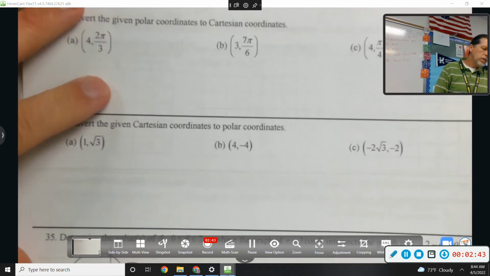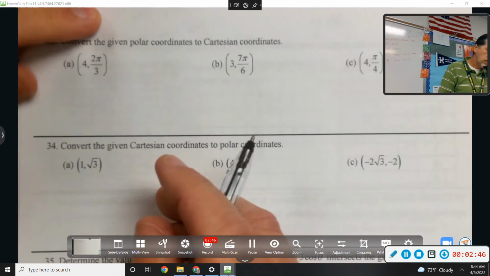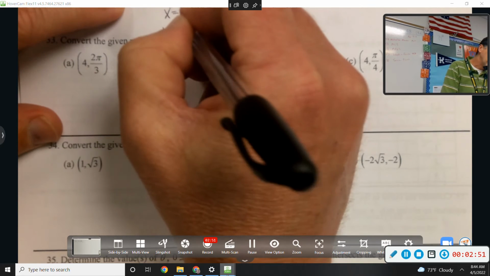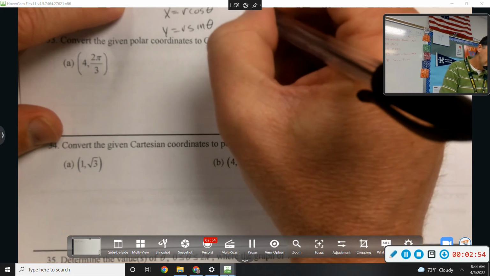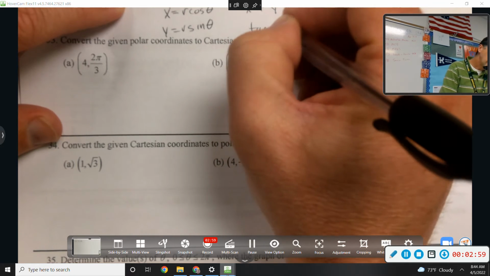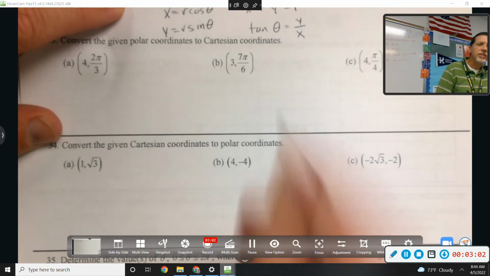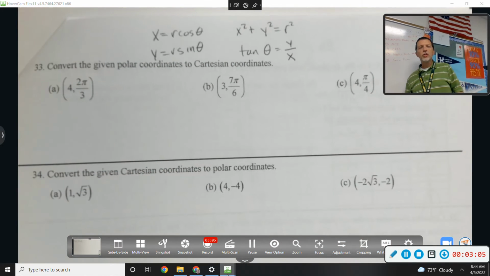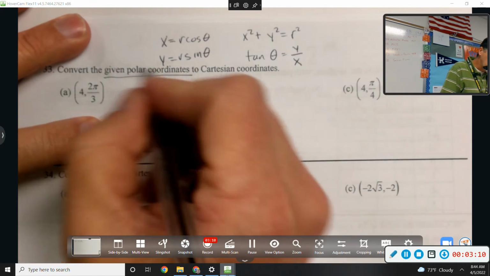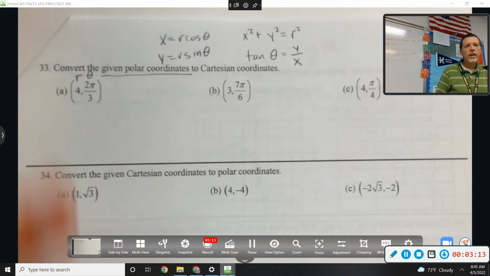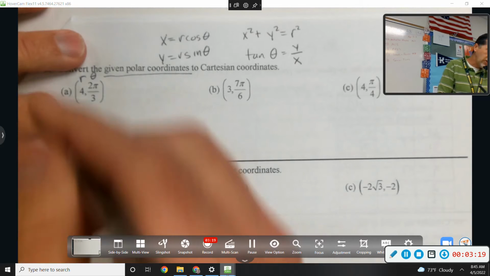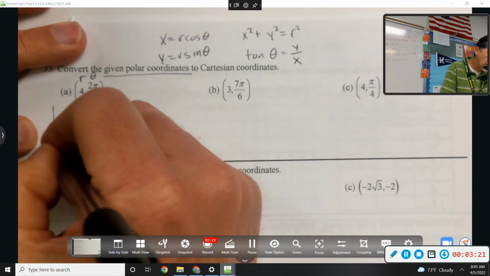Convert the given polar coordinates to Cartesian coordinates. Let's see. So x equals r cosine theta, y equals r sine theta, x squared plus y squared equals r squared, tangent of theta equals y over x. That's our conversion formulas. All right, given the polar coordinates, so this is r and theta. Some people will just jump in and plug them into the formula. That's fine. I usually end up graphing them to help me visualize what's going on.